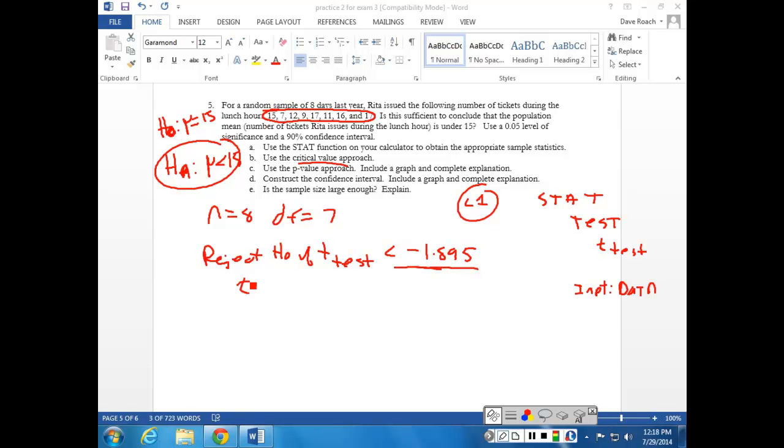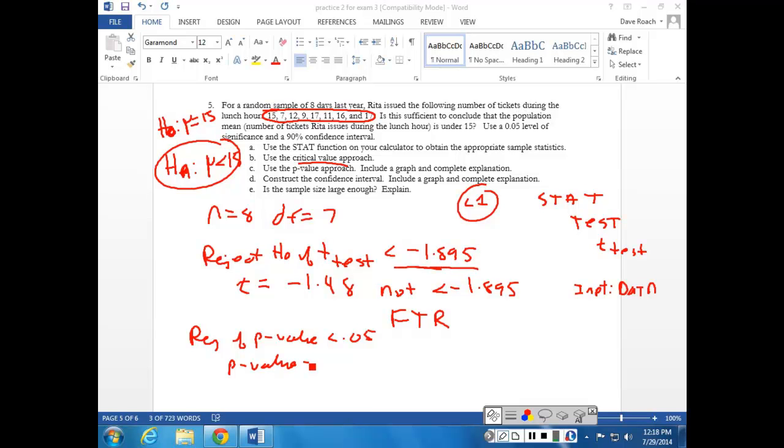The calculated value of t is minus 1.48. That's not less than minus 1.895, so fail to reject HO. The p-value on your calculator is 0.09. We reject if p-value is less than 0.05. Using your calculator, the p-value is equal to 0.09. That's not less than 0.05. Fail to reject HO.